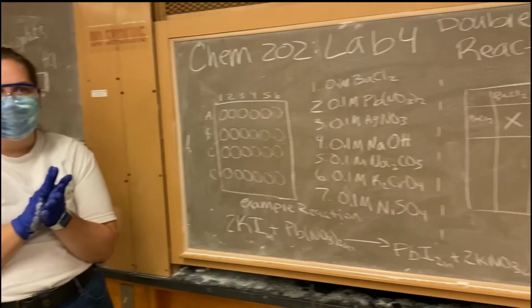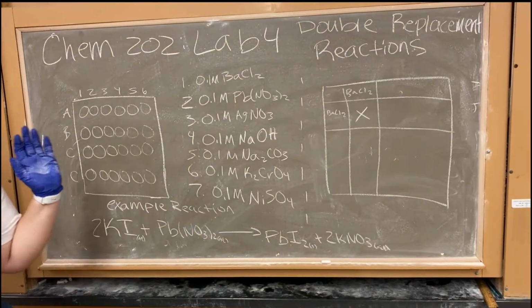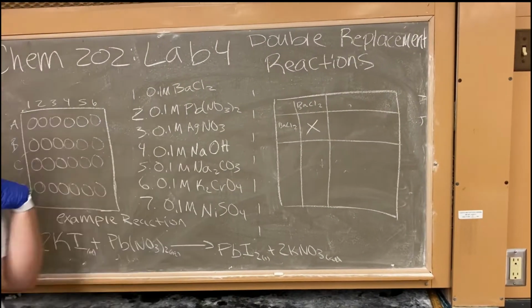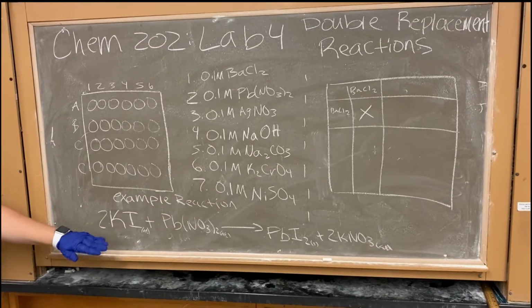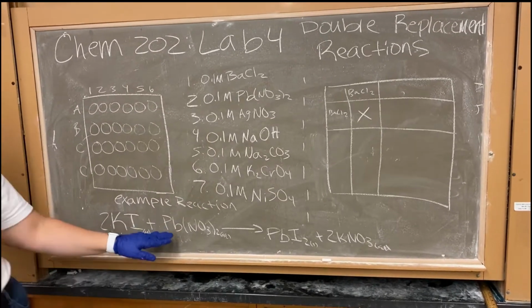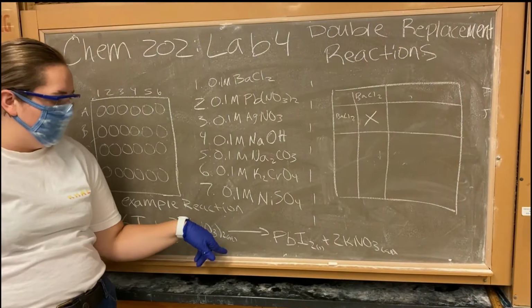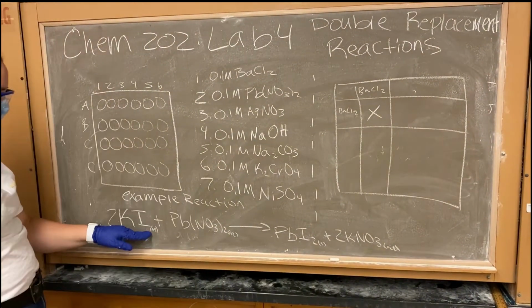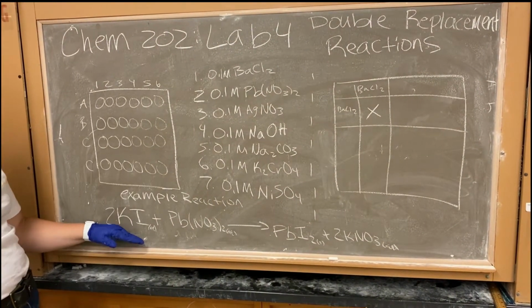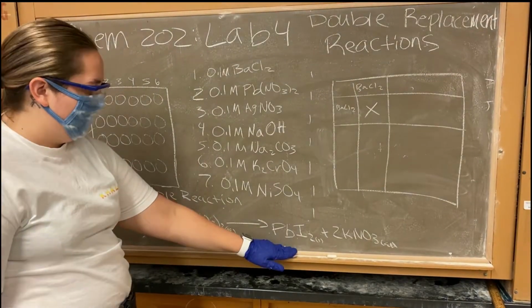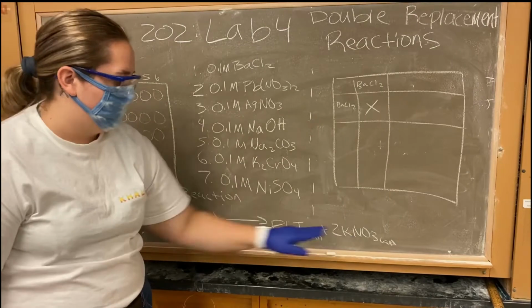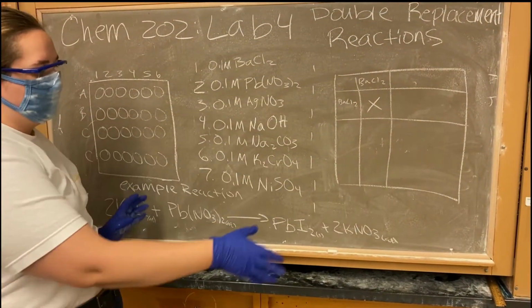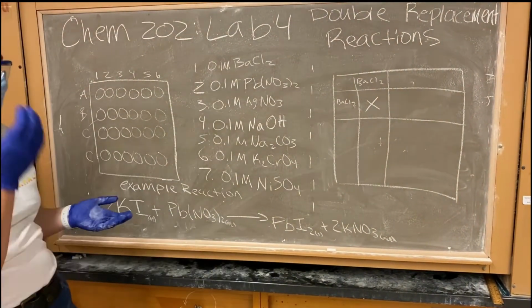So for lab 4's experiment, it's going to be double replacement reactions. An example of a double replacement reaction is right here. It starts with 2 KI plus Pb(NO3)2, and basically the I switches from the potassium to the Pb, and then this ending replaces there. So they double replace. There are 2 replacements happening in the reaction.